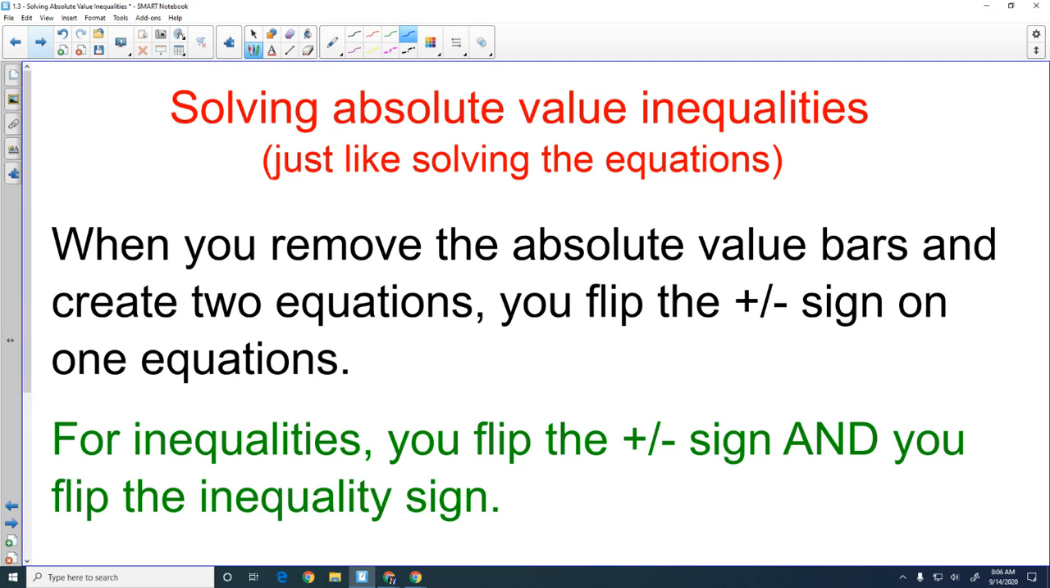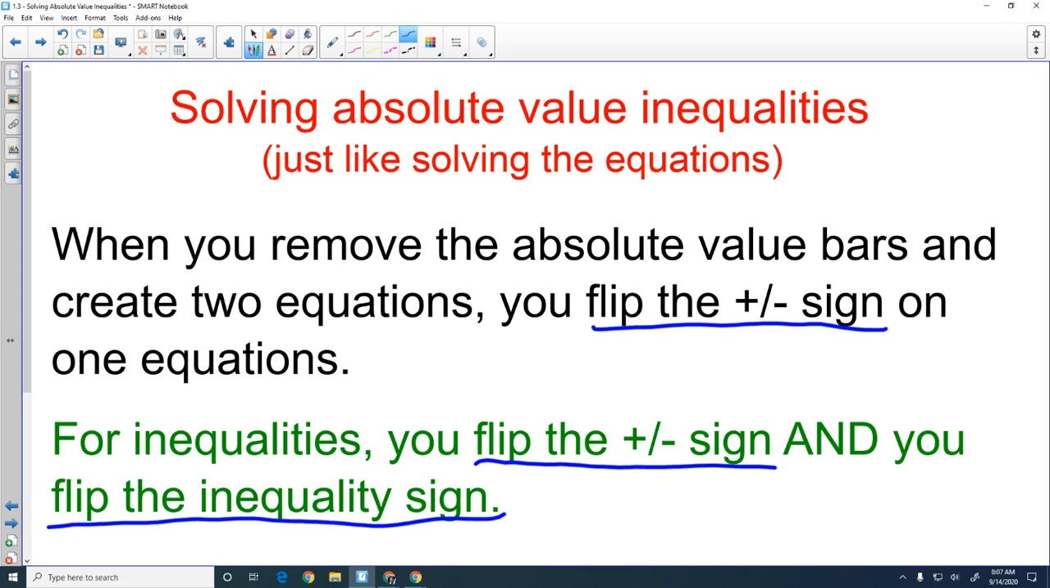For that second equation, and that's written down here in green, you know how you always flip that positive or negative sign for that second equation with the absolute value? The only difference with the absolute value inequality is we're going to flip the plus minus sign just like we did before, but we also need to, and look right here at the bottom, this is the most important part, you also need to flip that inequality sign.